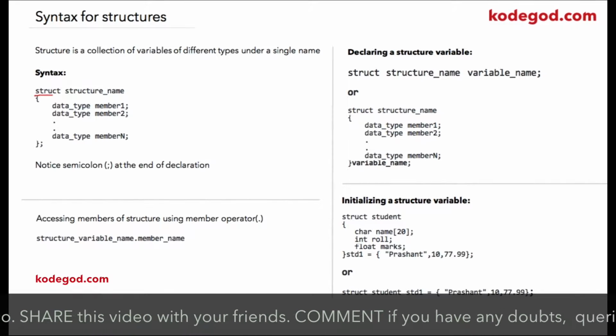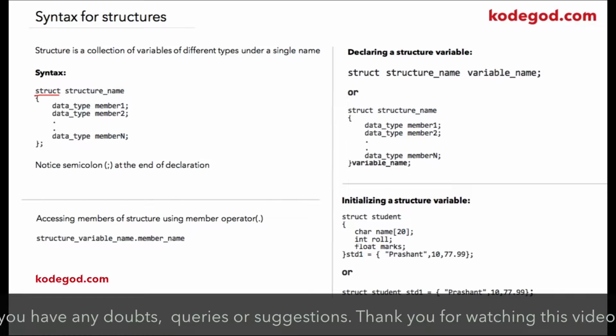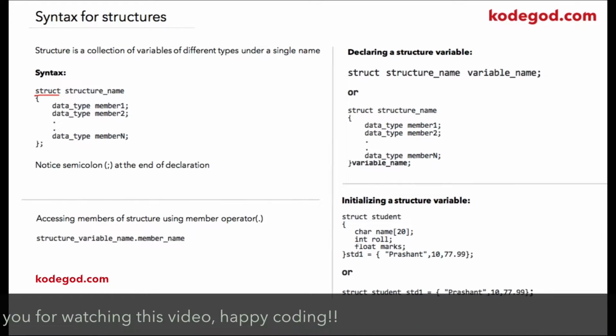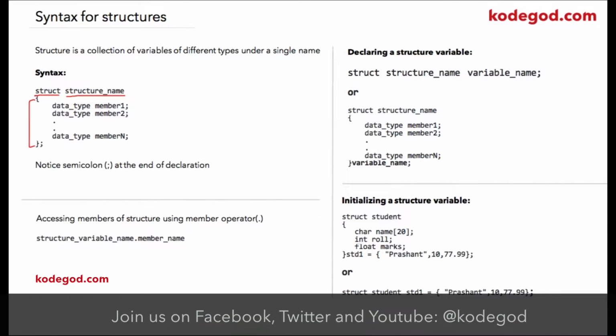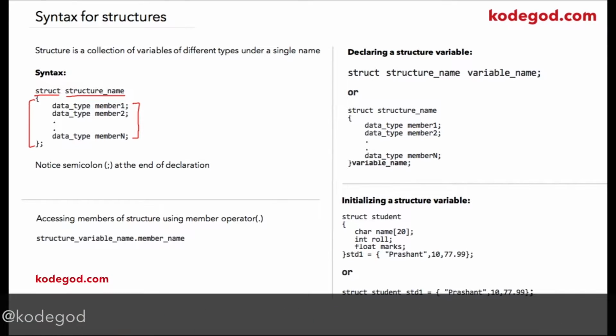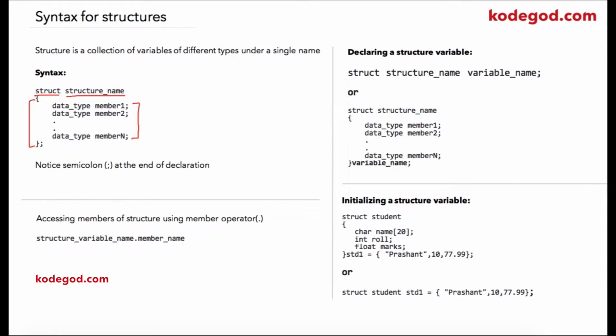So struct is a standard keyword in C which is used to define your structure. After struct, you can write your structure name, and then inside of curly braces you can have a collection of your variables which can have any data type. Notice a semicolon at the end of this structure definition, which is compulsory to have.